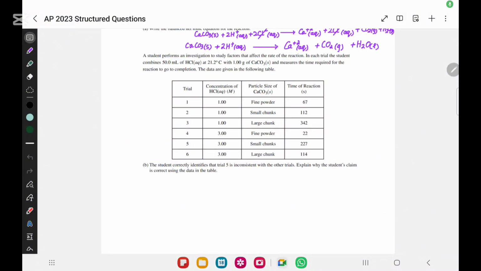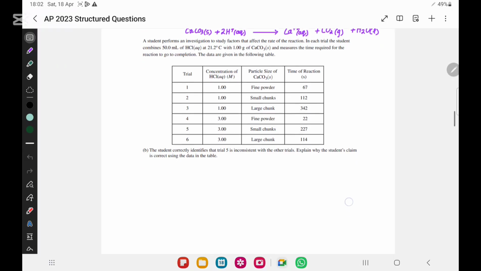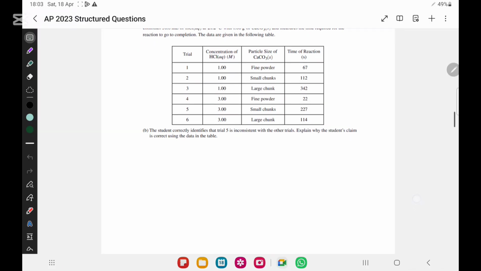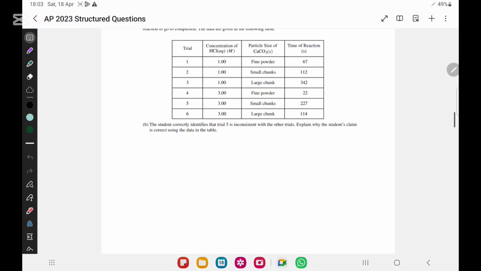Question, they are saying a student performs an investigation to study factors that affect the rate of reaction. In each trial, the student combines 50 milliliter of HCl at 21.2 degrees Celsius with 1 gram of calcium carbonate and measures the time required for the reaction to go to completion. So they are saying the student correctly identifies that trial 5 is inconsistent with other trials.